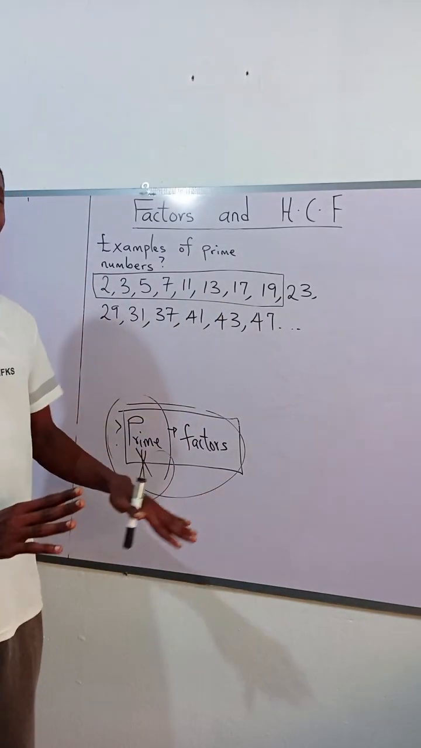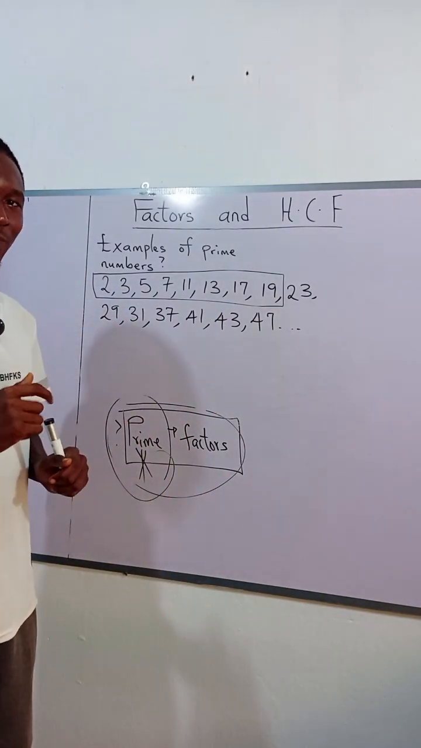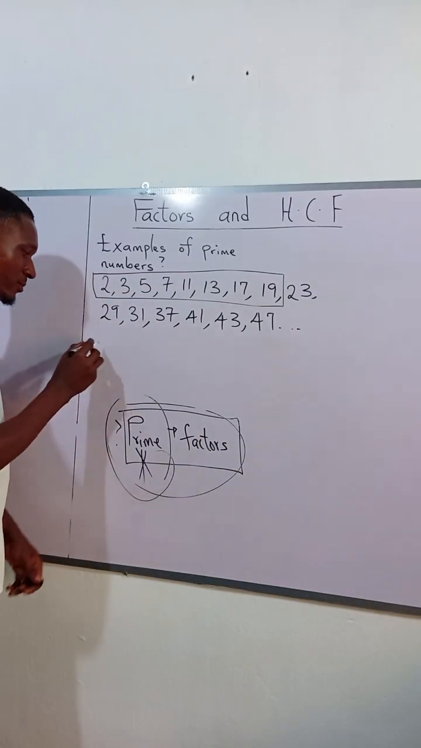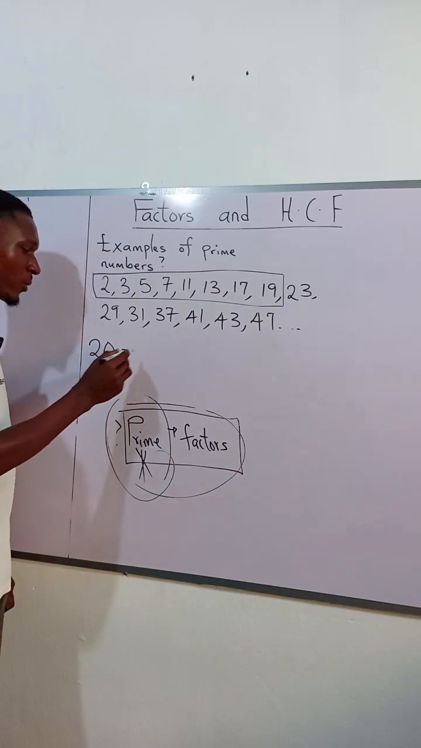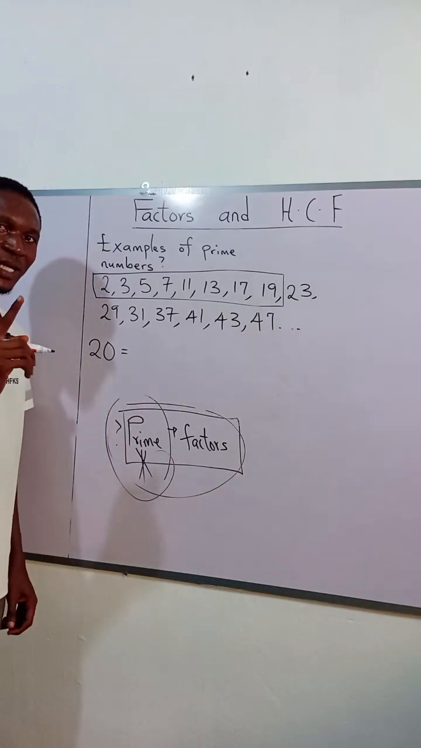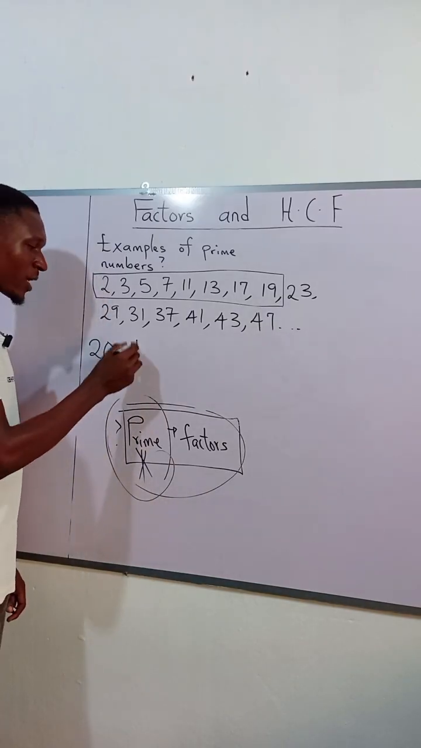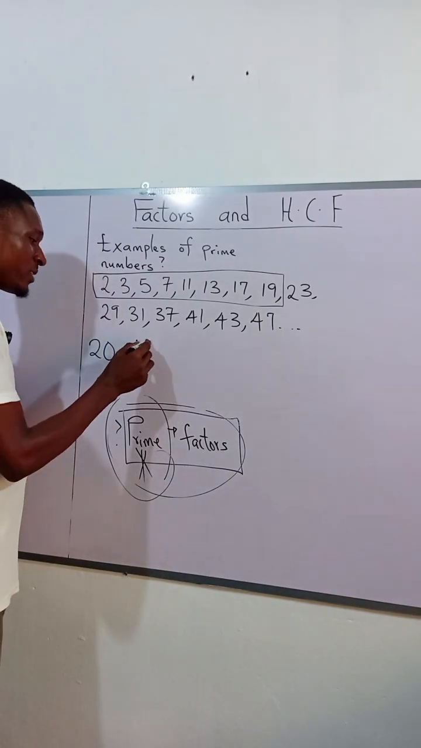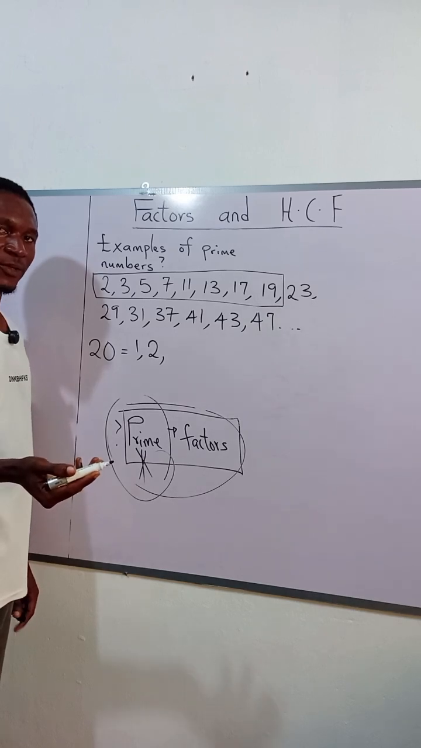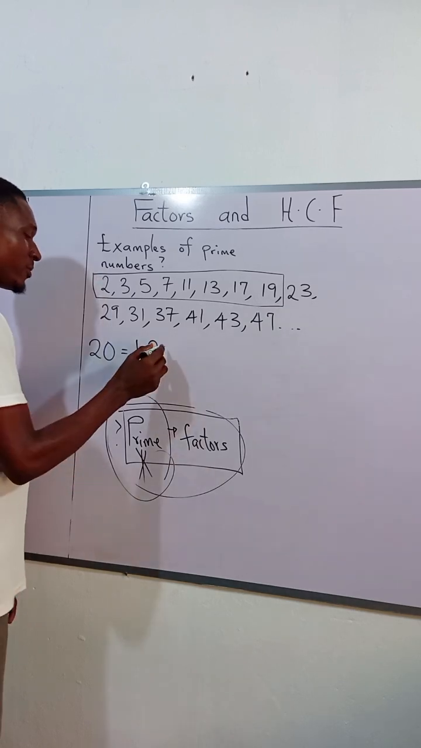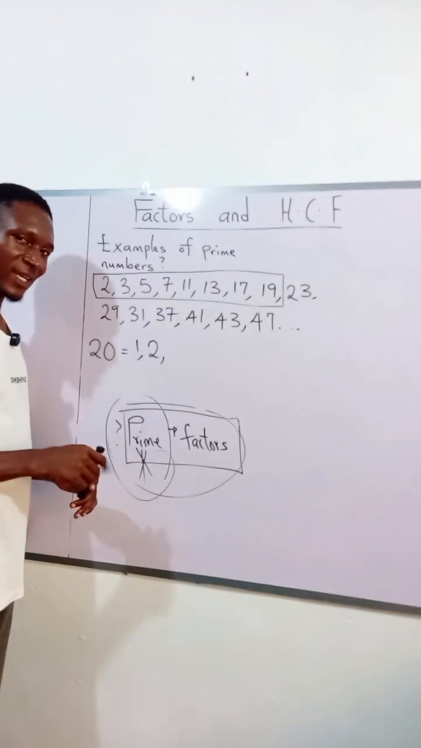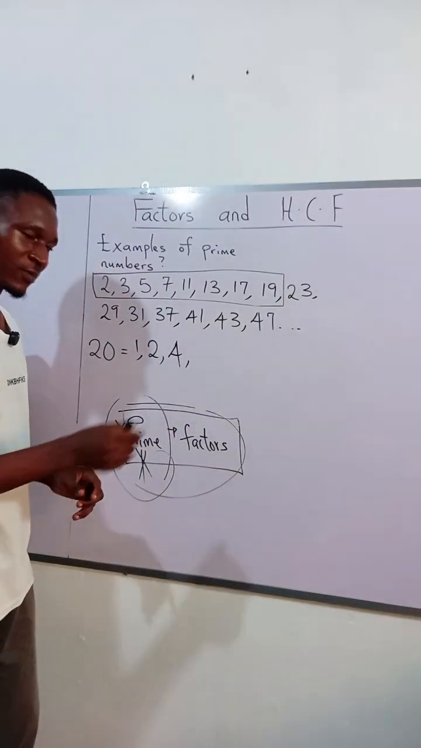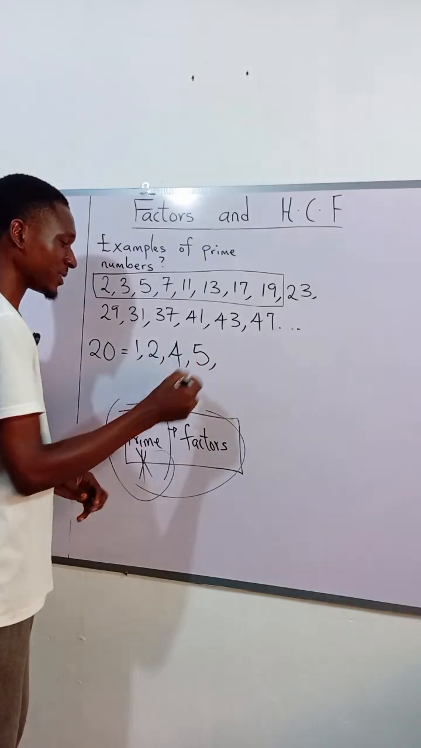So prime factors are factors of a number that is prime. For example, let us write the factors of 20. Factors of 20 are what? Numbers that can divide 20 without a remainder. For example, 1, 20 divided by 1, it can actually go. 20 divided by 2, 10 remainder 0. Divided by 3 is not possible, there will be a remainder. Try it and see. Divided by 4, we get 5 remainder 0. Divided by 5, we get 4 remainder 0.